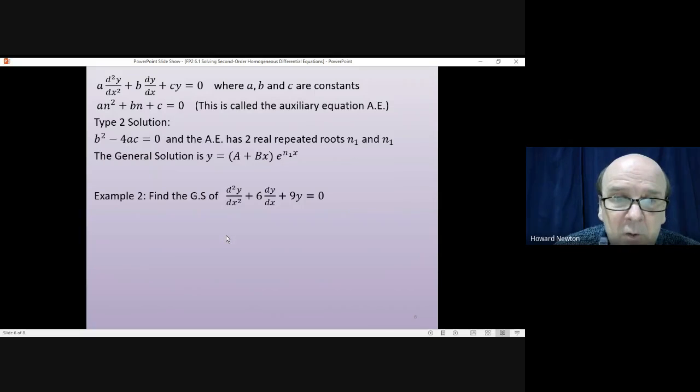Okay, I'll let you have a go at doing one of this type of solution. So we've got the differential equation, d2y by dx squared plus 6 dy by dx plus 9y equals 0. Have a go at solving that, pause the video, and come back to me when you're ready.